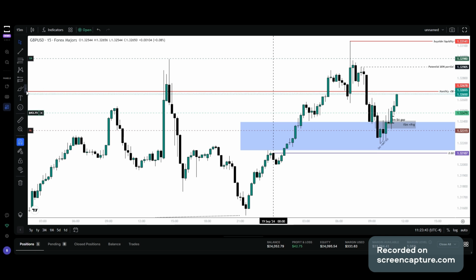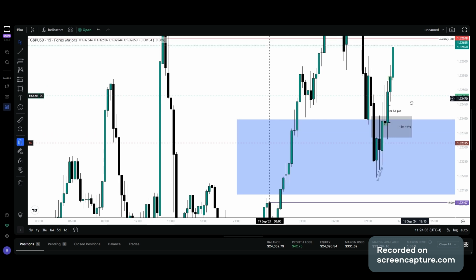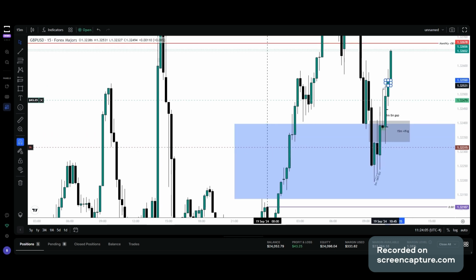So if this breaker does resist price, then I don't want to see it reprice below this buy side imbalance, sell side inefficiency. 15-minute time frame.